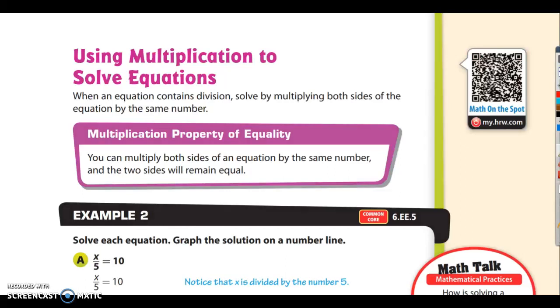This is page 313. The title of this page is Using Multiplication to Solve Equations. When an equation contains division, solve by multiplying both sides of the equation by the same number.